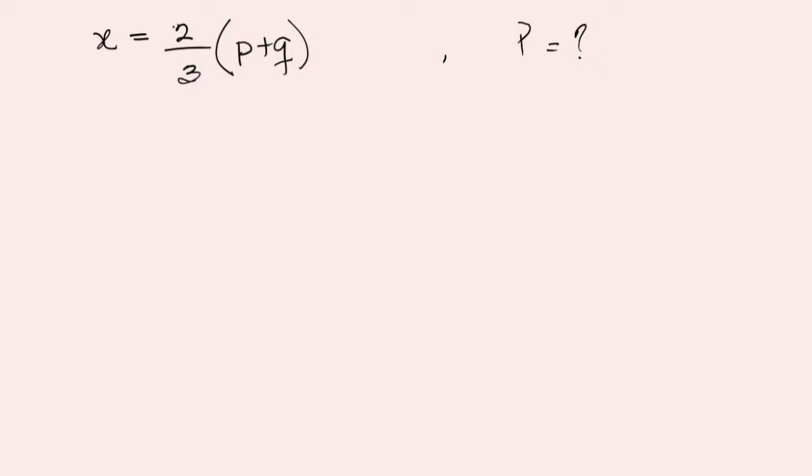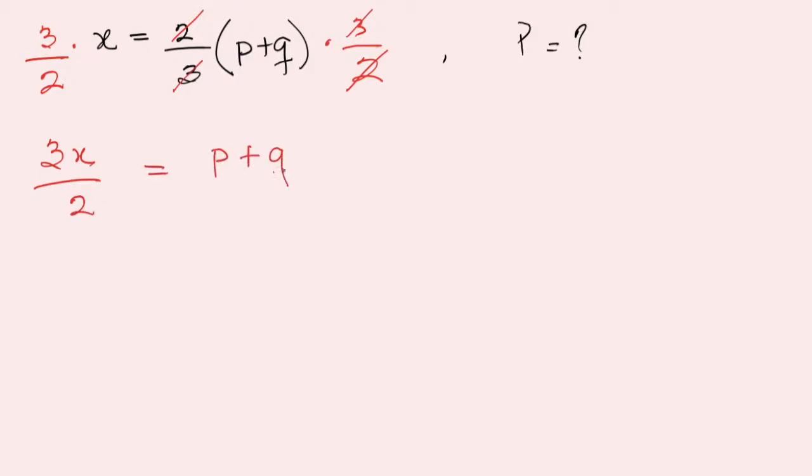Now to do that, when we need to get rid of a fraction to the other side of the equation, all we need to do is multiply both sides of the equation by the reciprocal of this fraction. So if we multiply both sides of the equation by 3 over 2, we will get rid of this fraction. So if we do that, we have 3 over 2 multiplied by x and 3 over 2. So 3 cancels out 3 and 2 cancels out 2. And we have 3x over 2 equals p plus q. Now to get rid of q, we subtract q from both sides.